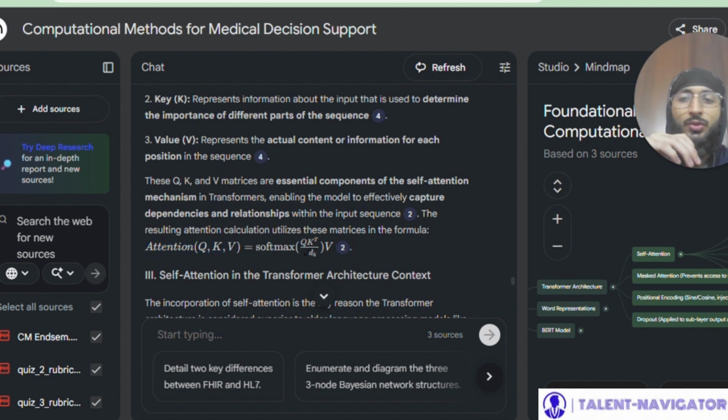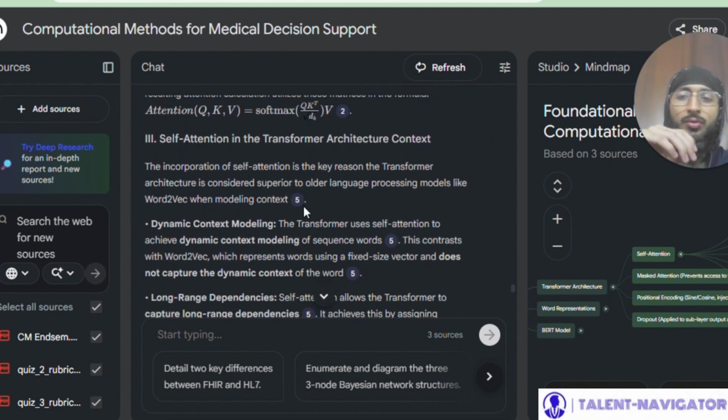The formula is this. So these Q, K, and V matrices are essential components of the self-attention mechanism in transformers, enabling it to effectively capture dependencies and relationships within the input sequence. And the formula is attention is softmax of Q times K transpose upon root of dk, and outside we have multiplication with V.